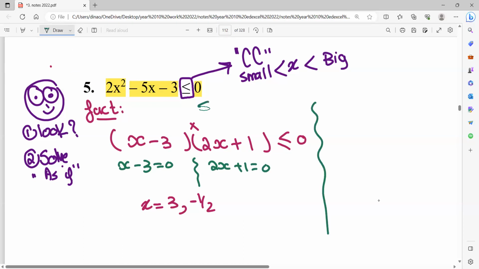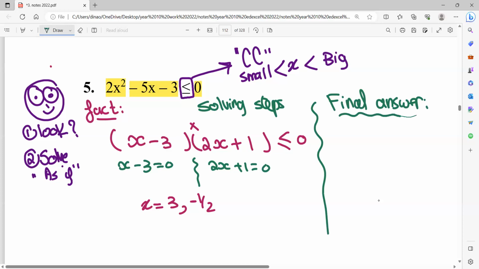This part is the solving steps. The right-hand side will be the final answer. Now, if this was an equation, I would stop at this stage. But this is not an equation. This is an inequality. So you must include the final answer, which is the first C, which is the compound inequality that looks like this.